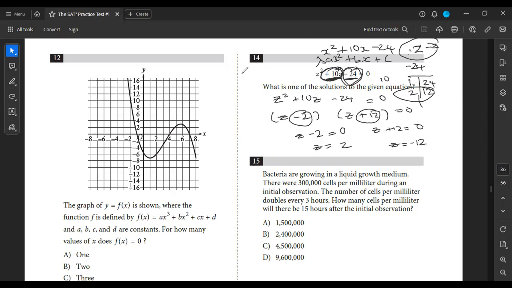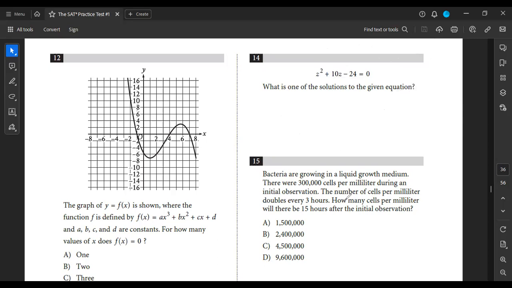Okay, I'm glad. All right. And then we have question 15. Bacteria are growing in a liquid growth medium. There were 300,000 cells per milliliter during an initial observation. The number of cells per milliliter doubles every 3 hours. How many cells per milliliter would there be 15 hours after the initial observation?